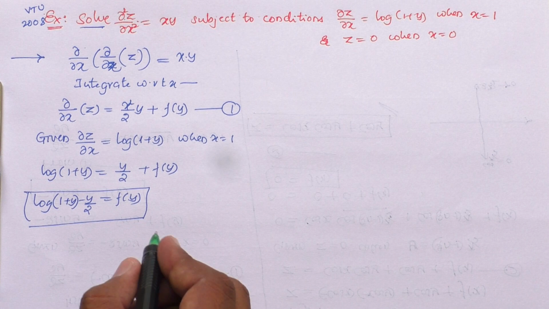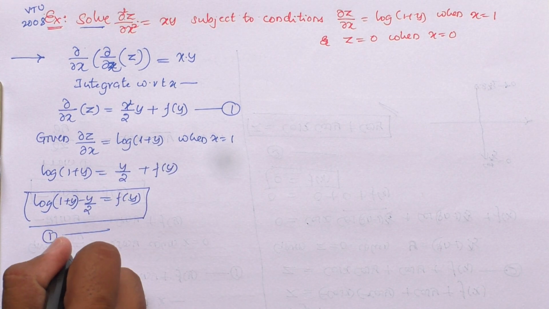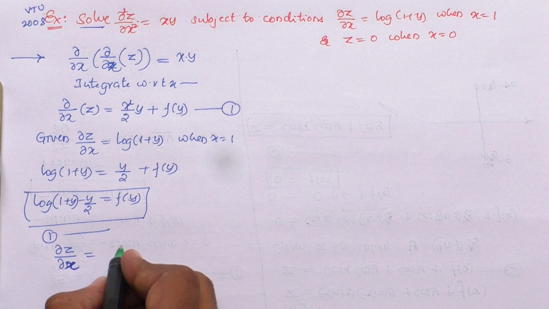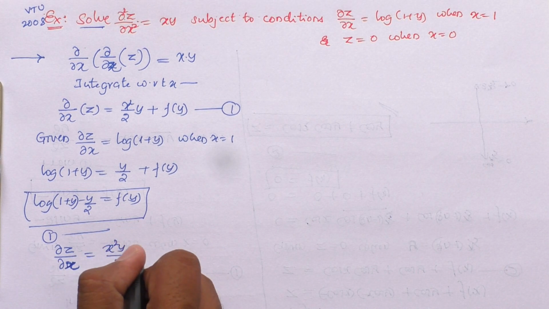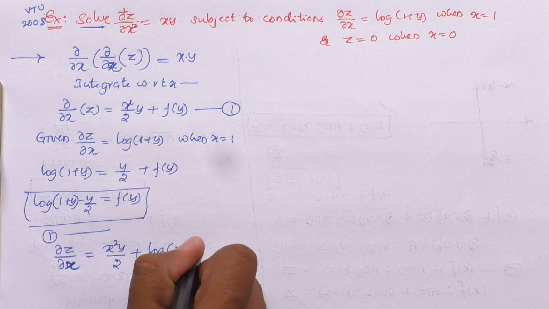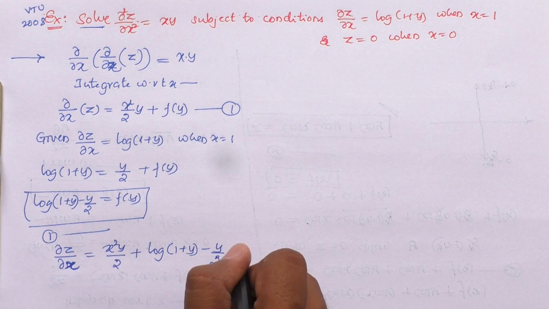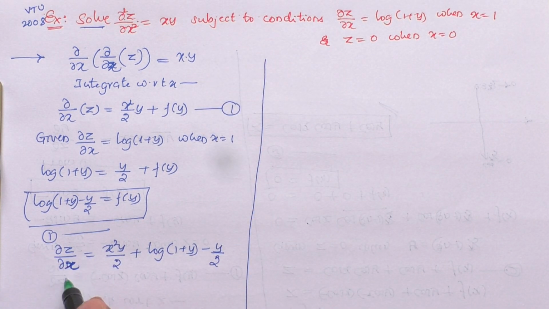Once you get this, substitute in 1. From 1, del z by del x equals x square y by 2 plus f of y, which is log of 1 plus y minus y by 2. Let it be as it is. So now we have del z by del x.